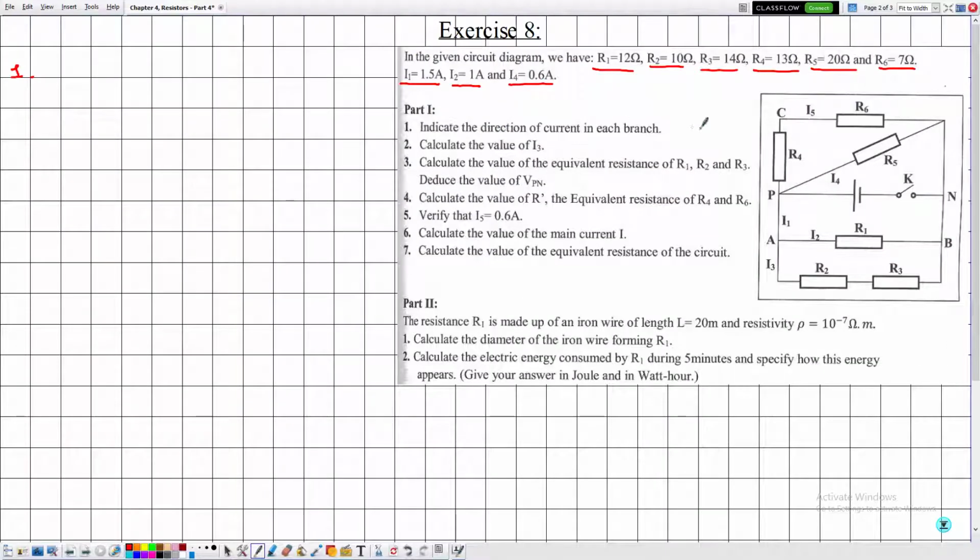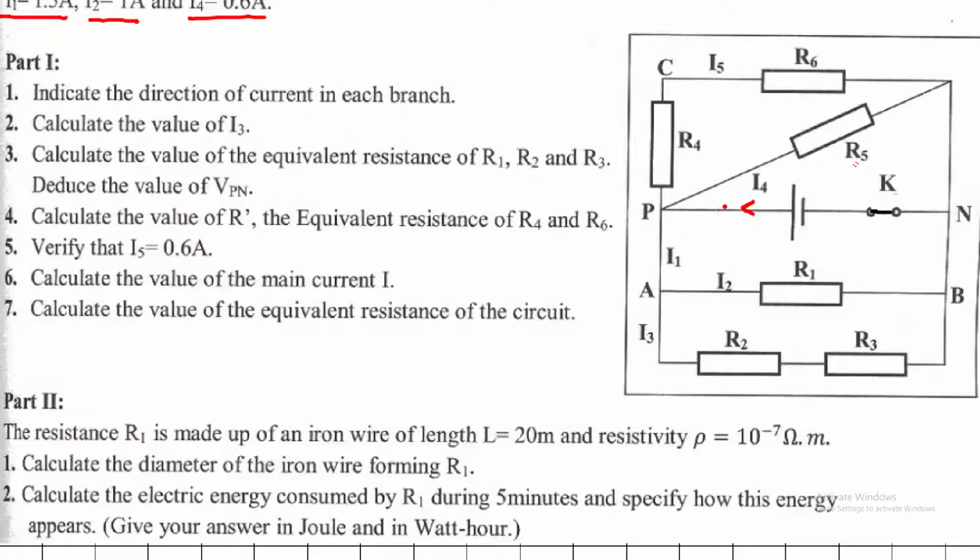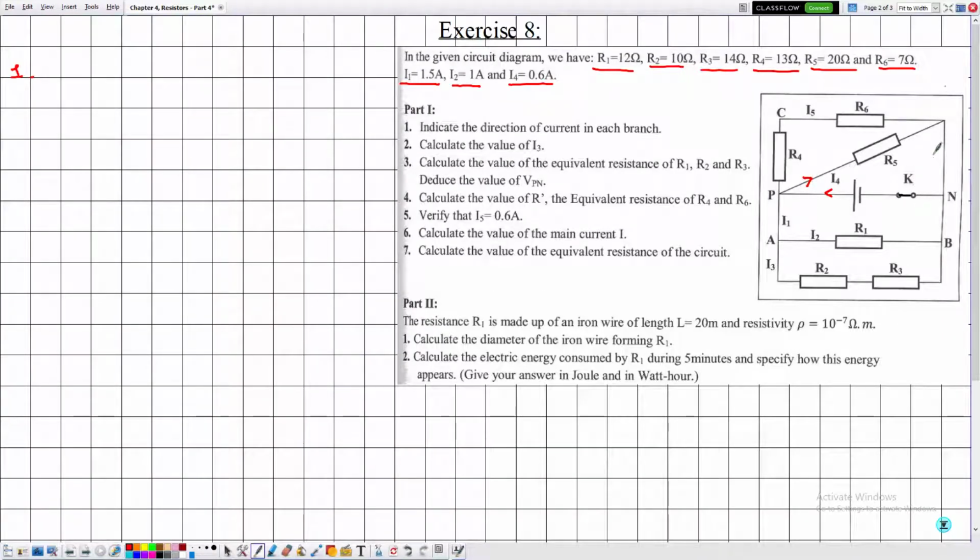Okay, so number 1, they are telling me to indicate the direction of current in each branch. So this is a simple electric circuit. Here let's suppose that the switch is closed. They didn't mention anything about the switch, so let's close the switch. We know that the current will circulate in the circuit from the positive pole to the negative pole. So here it will be like this. This is the main current. At this point it will split like this and go back to the negative pole.